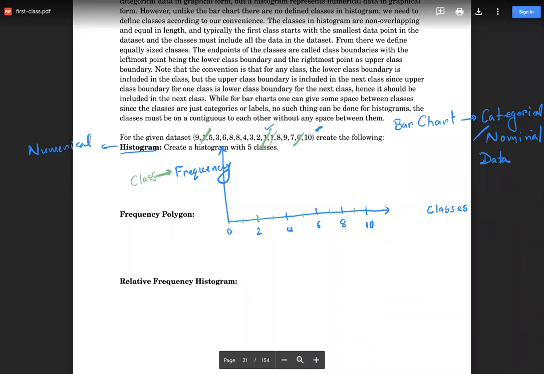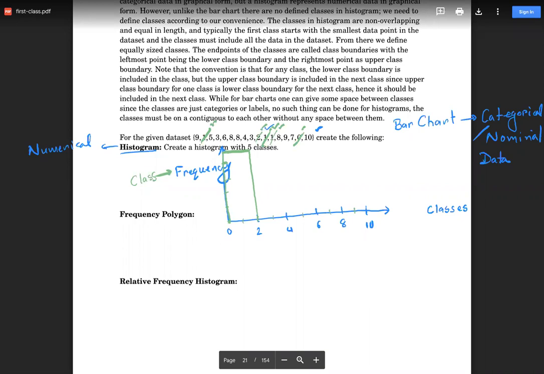So let's say we include it. So how many data points? 1, 2, 3, 4, and 5 data points. So that's my first class frequency, which was 5.